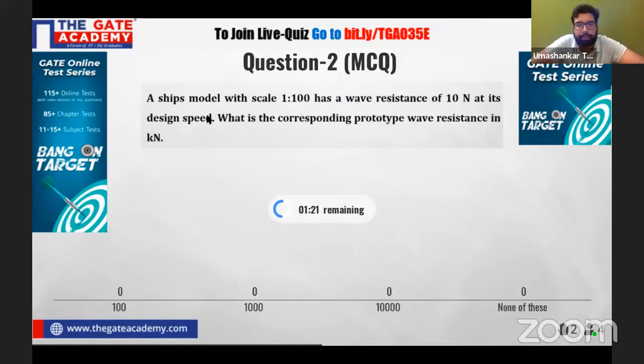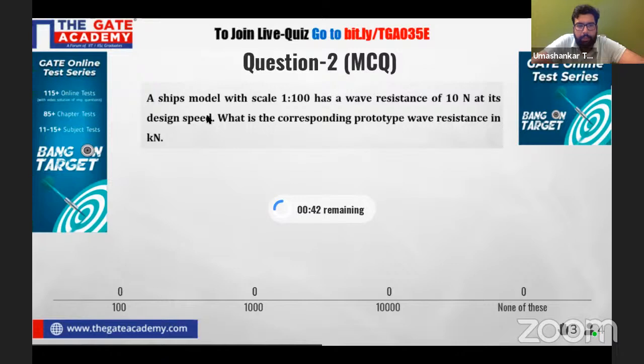Please try harder. So what this question is telling us: a ship model with scale 100 by 10 has a wave resistance of 10 Newton at its design speed. What is the corresponding prototype wave resistance in kilonewton? So it is a question of dimensional analysis and modeling. We have a model and a prototype. Some data pertaining to the model is given to you, so you have to find the corresponding data with respect to the prototype. So you have to relate, my dear.